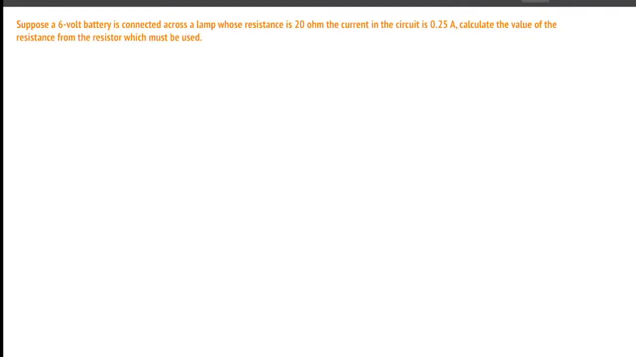So there is a 6-volt battery which is connected across a lamp whose resistance is given to us as 20 ohms, and the net current of the circuit is 0.25 amperes. Now we have to calculate the resistance of the resistor which must be used. So first of all, is this question understood by all of you? By the way, the language of the question is completely the same. This was asked as it is.